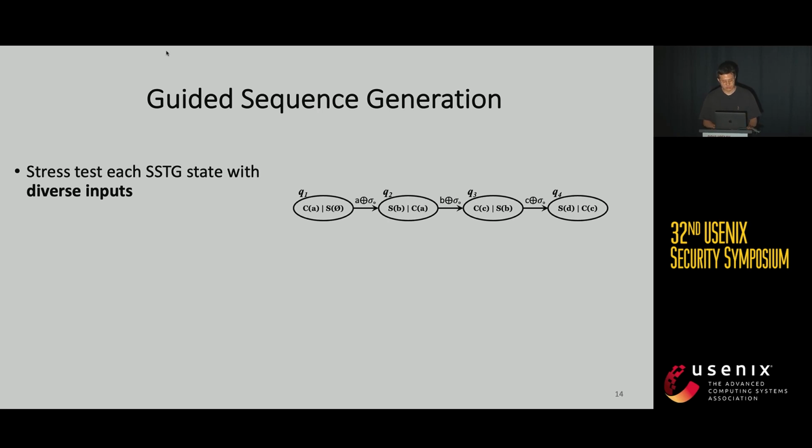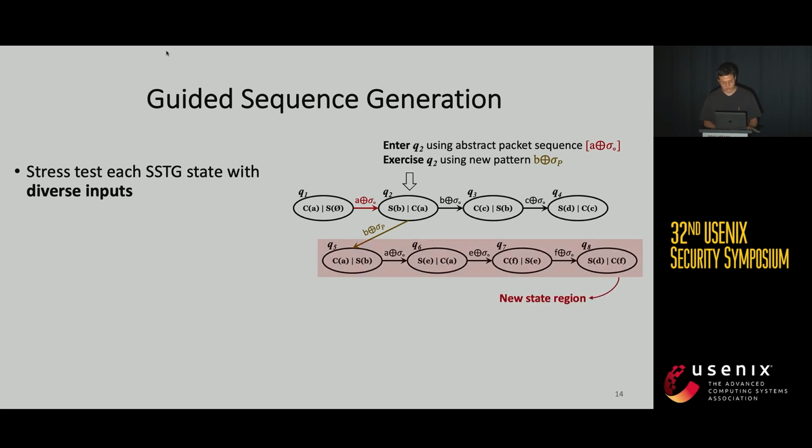First, we try to stress each state with diverse inputs using the proposed mutation operators. Consider the SSTG as the example. If we choose the state Q2 to test, we first enter the state Q2 using the abstract packet sequence A plus sigma 0. Then we use a new pattern, B plus sigma P, as input for Q2. As a result, we can trigger a new state trace as shown in the background.